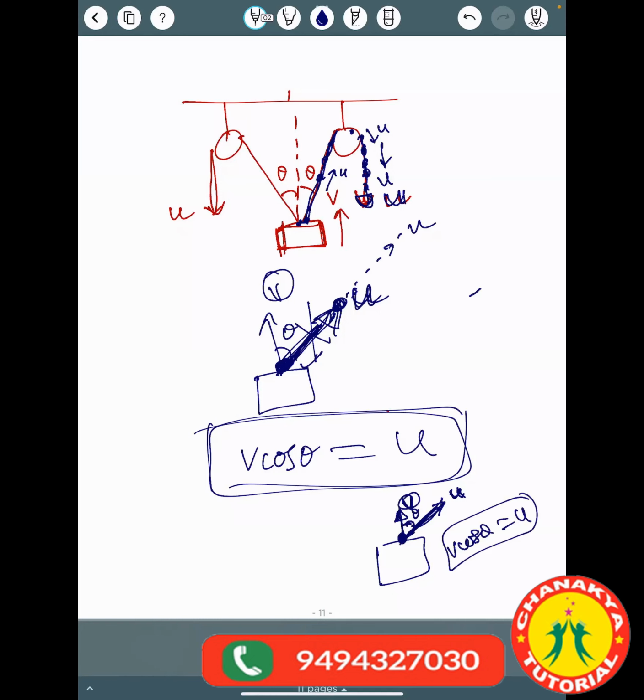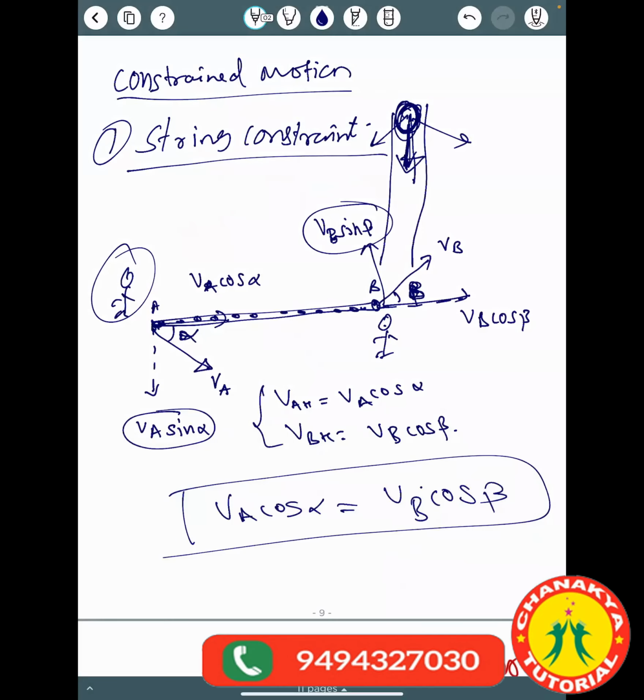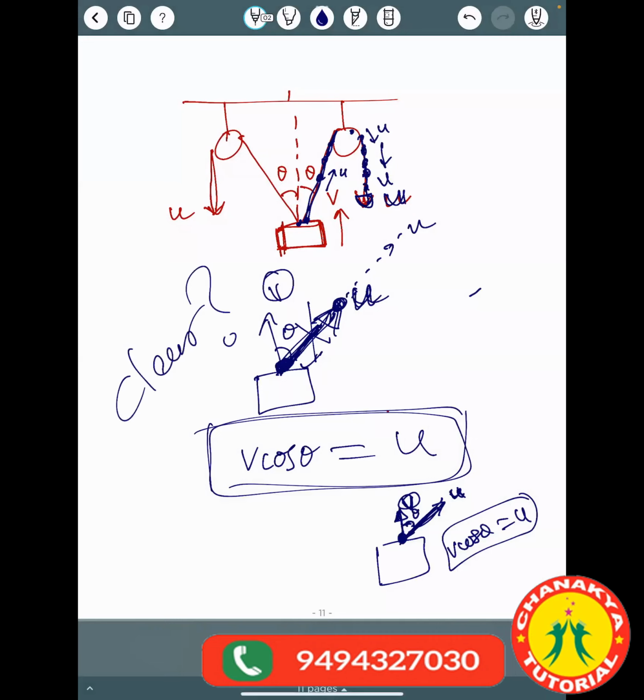That's what we were doing, right? In the beginning, where is the string constant? That's what I told you here. Any velocity which is contributing, take its component along the string, and that should be the same as the string moving. Okay, clear? Clear, guys? Okay, all right.